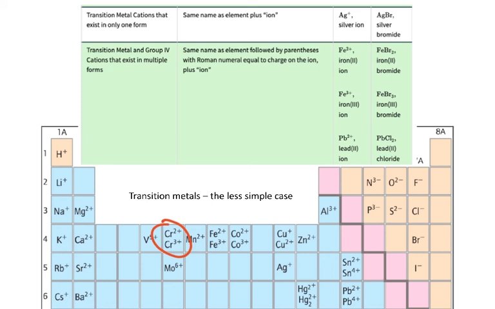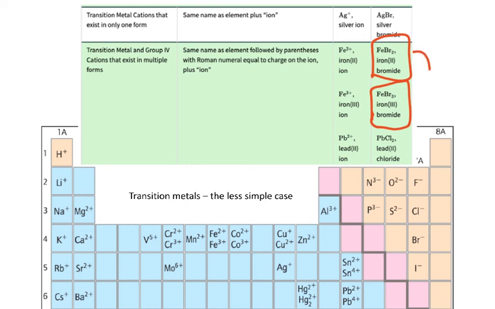But the transition metals that can take multiple forms, we have to use parentheses and Roman numerals. Remember this from before. And then the word ion. So iron with a +2 charge becomes iron(II) ion. And then the ionic compound FeBr2 would be iron(II) bromide. And if iron takes on a +3 charge, it becomes the iron(III) ion. And then FeBr3 is iron(III) bromide.